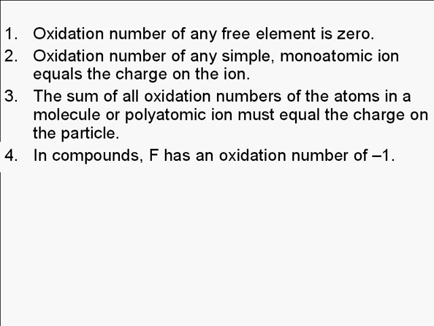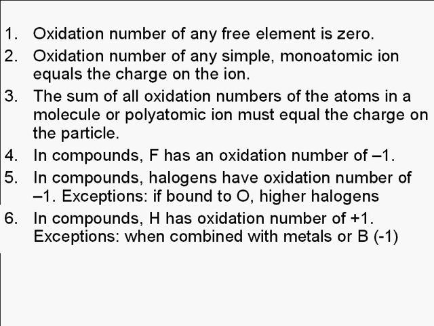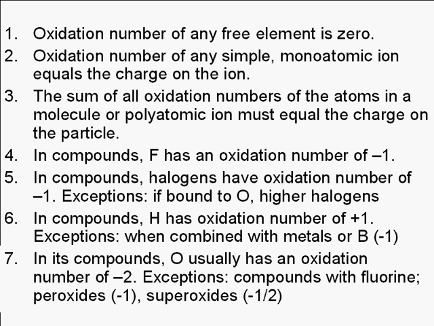Number 4 talks about fluorine. Number 5 talks about halogens. Sulfur is not a halogen. Number 6 talks about hydrogen. Number 7, in its compounds, oxygen usually has an oxidation number of -2. Exceptions: compounds with fluorine, peroxides, and superoxides. None of these rules addresses sulfur specifically. The one rule that we can use is number 3.